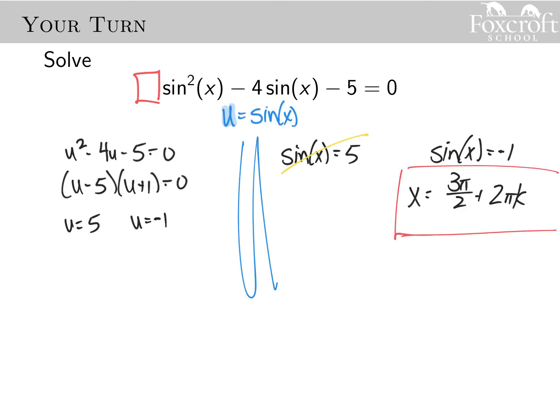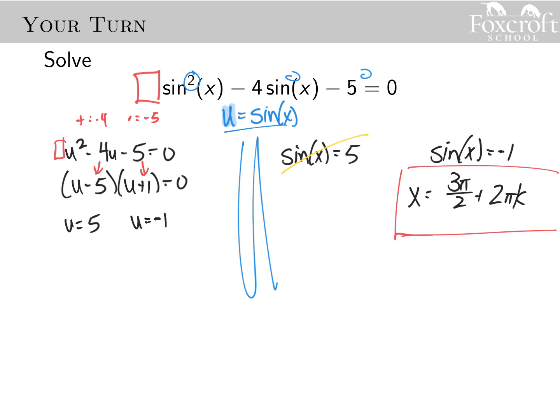And in the end, you should come up with something that looks like this. So first thing, we have this quadratic type pattern. So we make u sine of x. All right, it's going to turn into u squared minus 4u minus 5. Again, because there's no number in front of u squared. Once I have that pair that add to -4 and multiply to -5, I can just put them directly in my factored form. And that tells me that u is either 5 or u is -1.